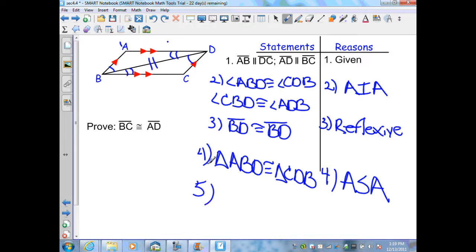With this statement, I can state that all angles and all sides are congruent within the triangle. But all I need to state is segment BC is congruent to segment AD. And the reason? CPCTC, corresponding parts of congruent triangles are congruent.